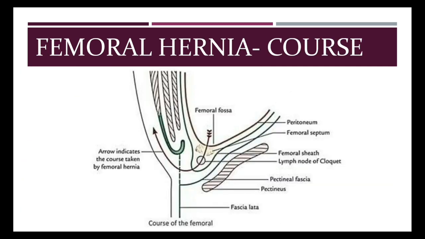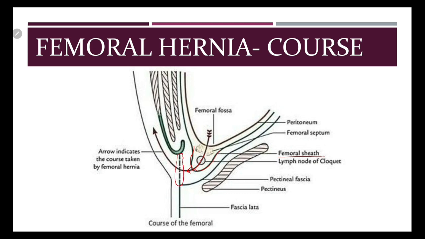Now let's see the course of the femoral hernia or hernial sac. It is very typical. First, it passes down from the femoral canal. This is the femoral sheath. So it passes down from the femoral canal. Then it moves forwards towards the saphenous opening, bulging forwards through cribriform fascia. So this is the cribriform fascia guarding the saphenous opening.